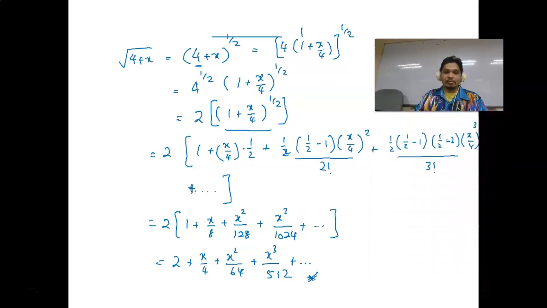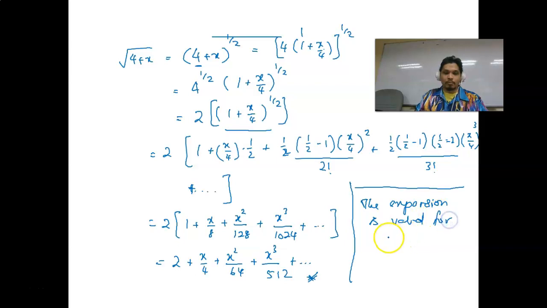Okay, so now the expansion is valid for modulus of x less than 1 divided by modulus of 1 over 4, and it is modulus of x less than 4, then x lies in between negative 4 until 4.